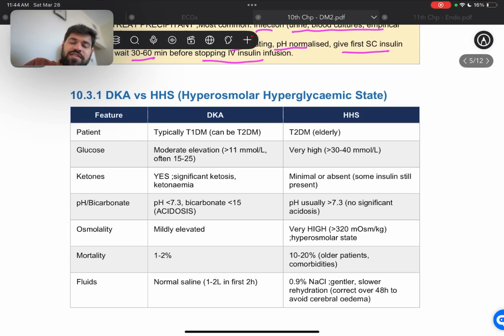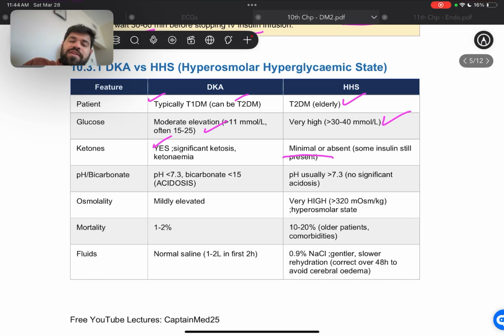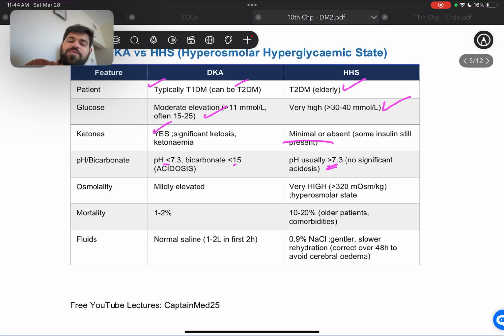Now, DKA versus hyperosmolar hyperglycemic state. DKA is seen in type 1 and type 2, but HHS is most commonly seen in the elderly with type 2 diabetes. Glucose has a moderate elevation in DKA, whereas in HHS it has a very high elevation. Ketones are present in DKA, whereas in HHS we have minimal or absent ketones. In DKA there is acidosis, with pH less than 7.3 and bicarbonate less than 15. For HHS, pH is usually more than 7.3. Osmolality is mildly elevated in DKA, whereas in HHS it is very, very high considering the amount of glucose in the blood.